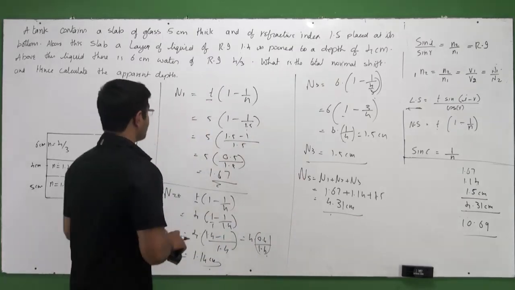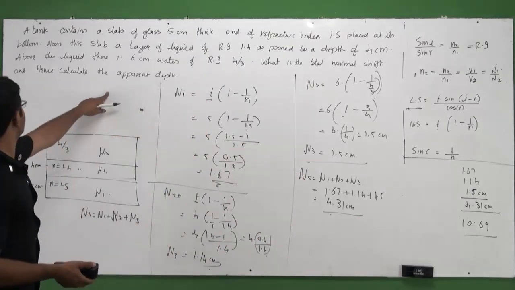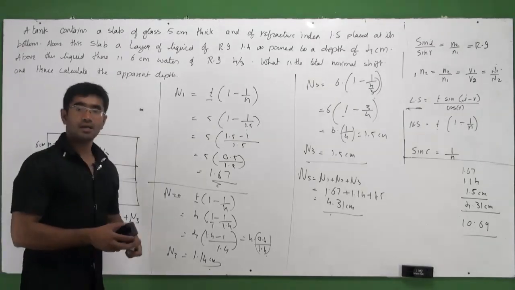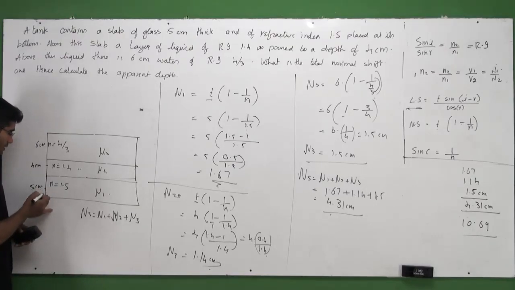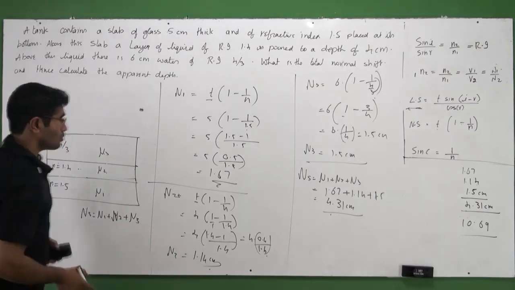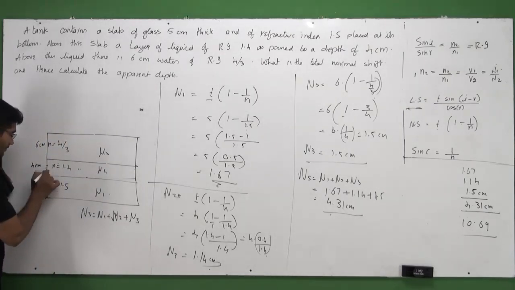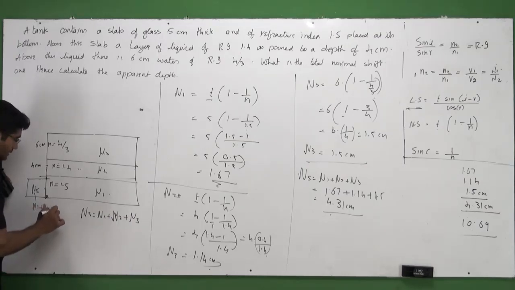Okay? Now, he's asking another thing, and hence calculate the apparent depth. Apparent depth is what exactly? Let's say this was the coin I was looking for. It shifted so much from this position, and let's say N1 is here, N2 is here, and N3 is here. Overall shift, let's say this body was here. So in sum, the overall shift is 4.3. It means somewhere here, it will be like 4.3. This is the normal shift. Okay, this is the complete shift. This is N1 plus N2 plus N3.